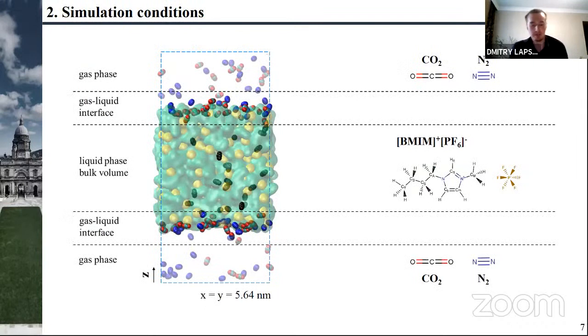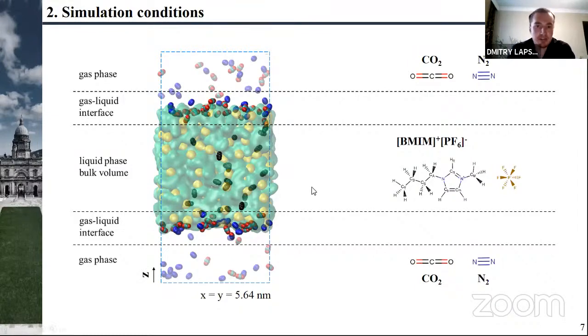So at the heart of all computational methods and simulations that I'm going to discuss today, there will be a system that looks like this. So we have a simulation sample which consists of a film of ionic liquid directly exposed to the gas phase containing carbon dioxide and nitrogen. We specifically focus on this particular ionic liquid, which has this chemical composition and structure. Because this is a well-studied ionic liquid, so we can relate our results to reference studies.